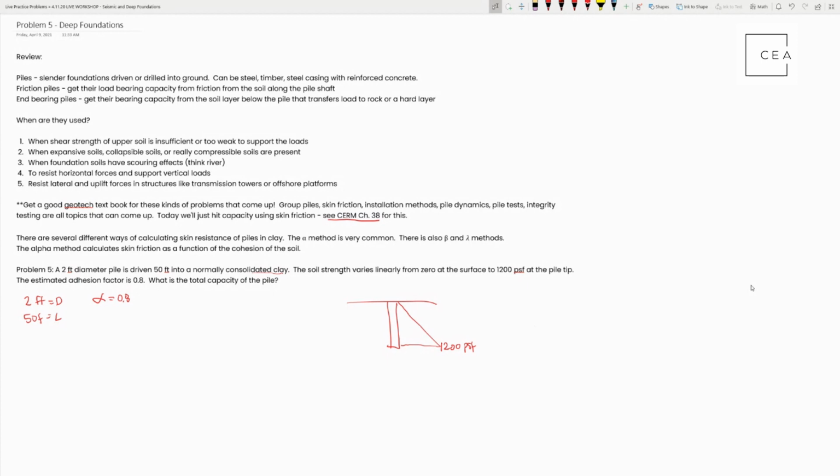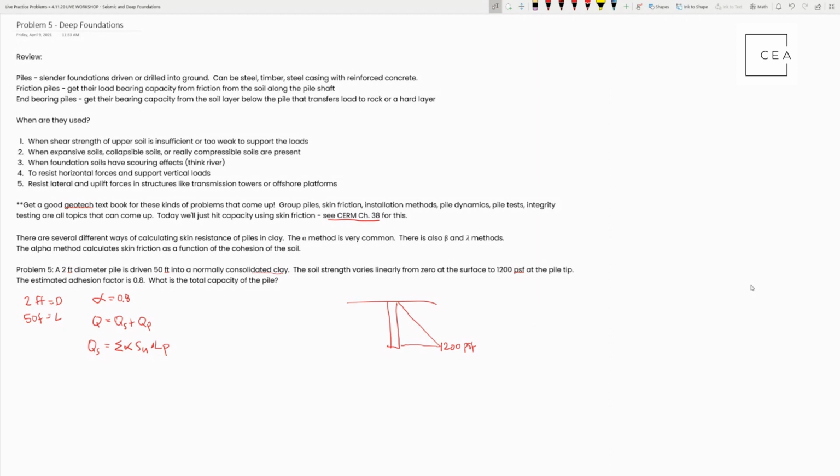So if you go to Chapter 38 and you read up on piles, you'll find that our total capacity, Q, is equal to QS plus QP, or the skin plus the tip pile capacity. And you will also see that QS is equal to the summation, if you had multiple layers, of alpha times SU, which is our undrained shear strength, times your delta L, or length, times the perimeter. So here we go. We've got some variables. We can start looking at what we need to do here.